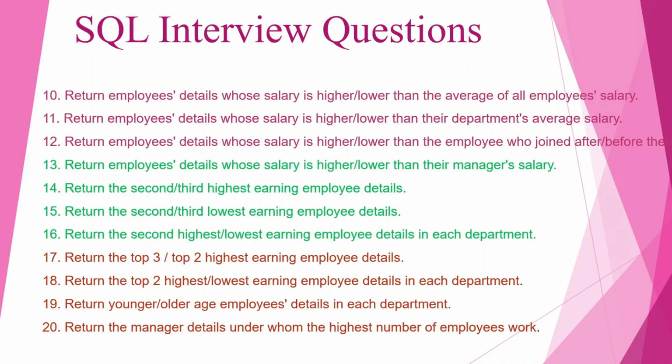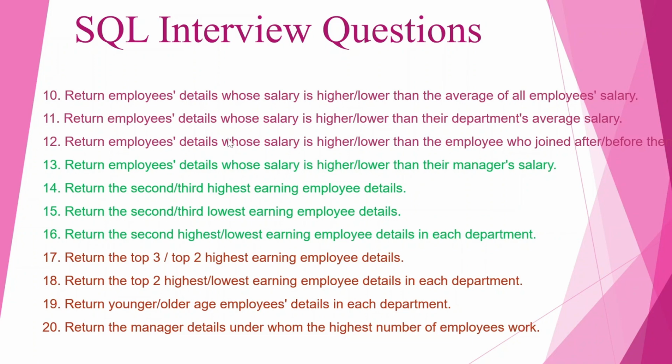Starting from question 10: return employee details whose salary is higher or lower than the average of all employee salaries. So, we need to return those employees' details whose salaries are higher or lower. These are two problems. Interviews will ask either higher or lower, so I'm just combining them as a single problem. Now, we need to compare all those salaries with the average of all employee salaries in that particular organization, right? This is where we are going to use a subquery. With the help of that subquery, we can easily solve this problem, right?